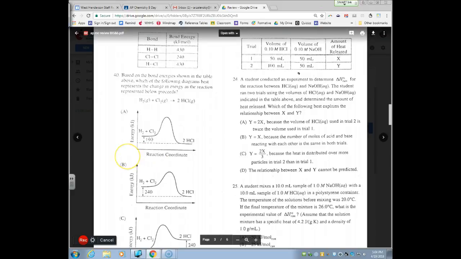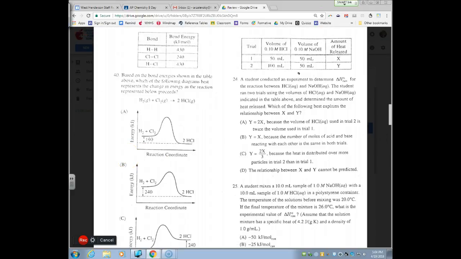All right. Then if we look at number 24, the correct answer for number 24 is B. So in this case, we are reacting hydrochloric acid and sodium hydroxide to determine the amount of heat released. We vary the amounts or the volume, but the concentrations stay the same.